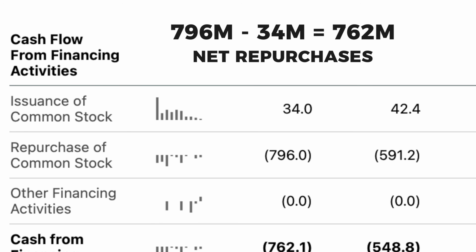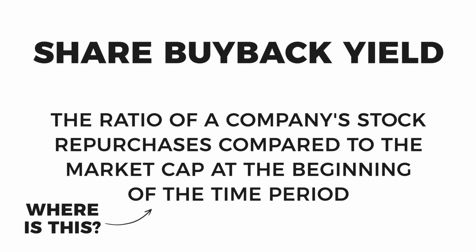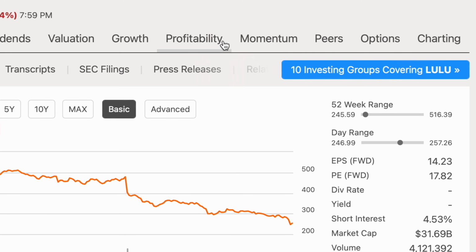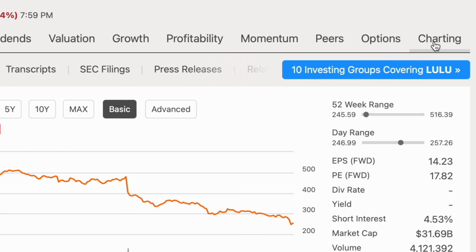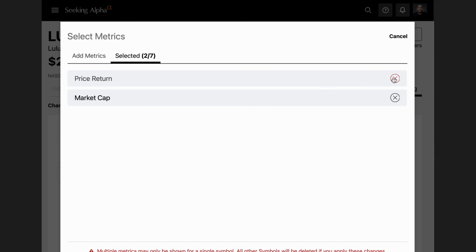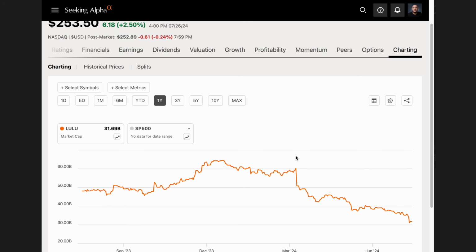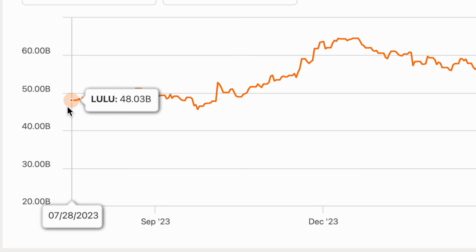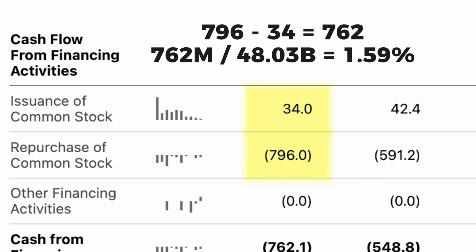Now the question though is, how do I find what the market cap was 12 months ago? This is where Seeking Alpha makes it pretty easy. We can just go to the charting tab, add market cap, remove price return, and then make sure that 1 year is selected for our time frame. And we see that a year ago, Lulu's market cap was around $48 billion. So if we take 762 million divided by 48.04 billion, we get 1.59%. So Lulu has a 1.59% buyback yield over the last 12 months.